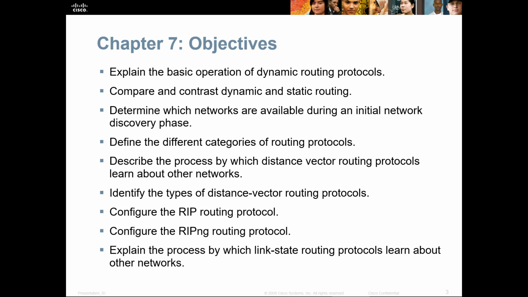So our objectives are to basically talk about dynamic routing protocols, what they are, how they work, compare and contrast dynamic versus static, determine which networks are available during an initial network discovery phase, define the different categories of routing protocols, discuss link state, discuss distance vector, talk about how to set up RIP, and explain the process by which link state routing protocols learn about other networks. We're going to save things like distance vector and how they learn about other networks for another chapter.